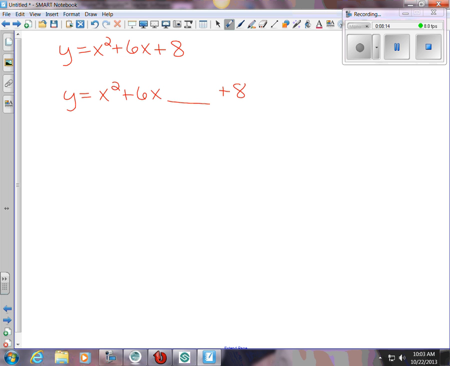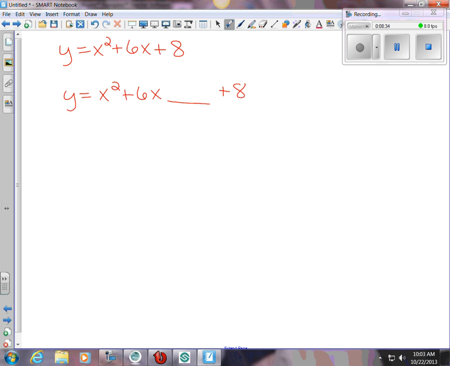Okay? Now, can we randomly add a number to something just for the heck of it? No. So what I have to wind up doing is I'm going to add a number in there, but I'm also going to subtract it out. So if I add the same thing and subtract the same thing, they kind of cancel each other out. So it doesn't change the value or the actual equation itself. It's just going to make it look a little bit different.